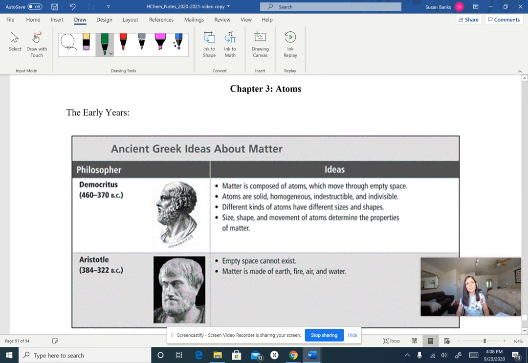Early years. So the early years were about 2,500 years ago. We're going to stop in ancient Greece, where most of Western history is thought to have originated. So the ancient ideas about matter from the ancient Greeks, we have two main competing ideas here. We have Democritus, he was probably better known for his idea of democracy. He's not really known as a scientific philosopher, but he should be more known for it.